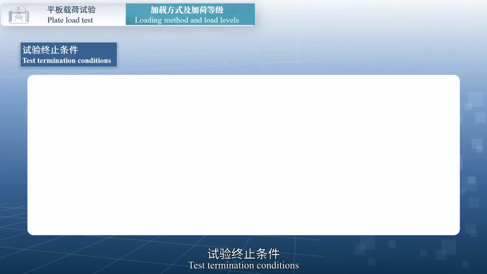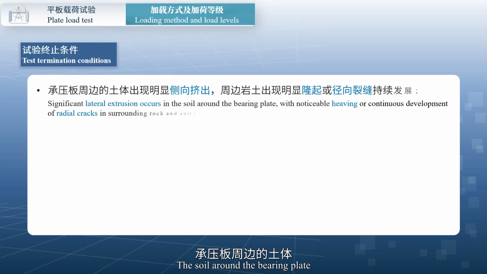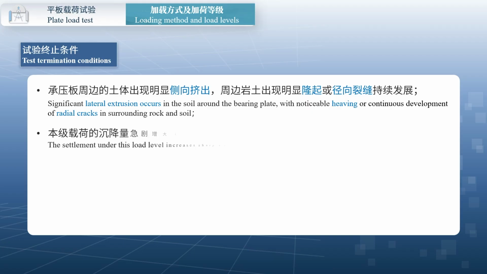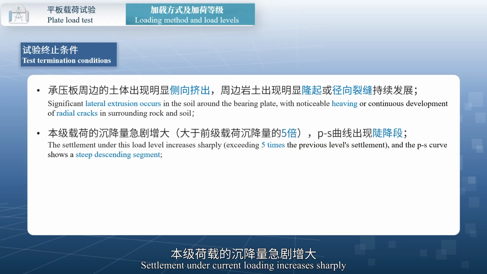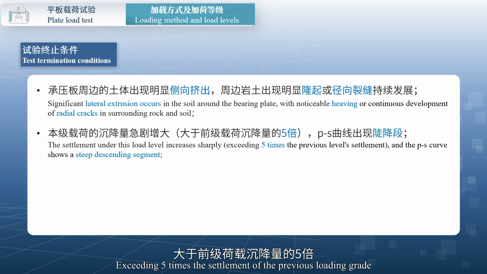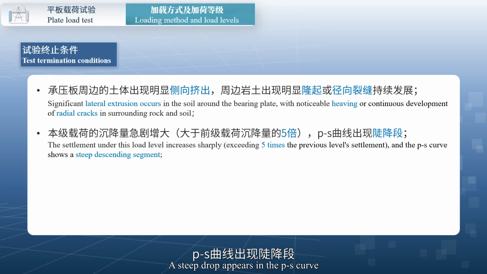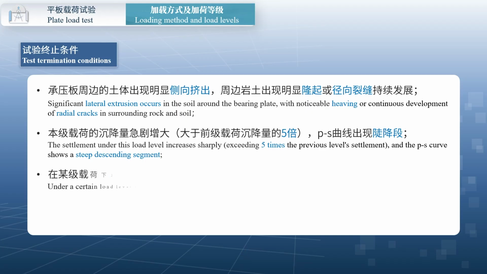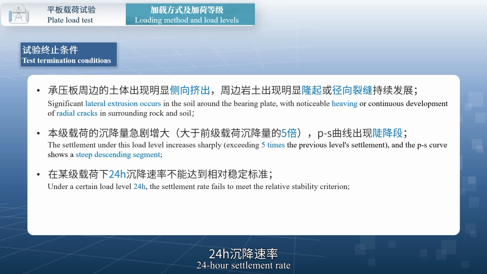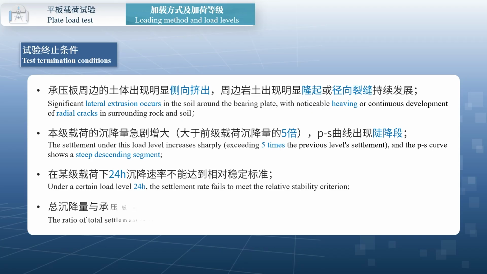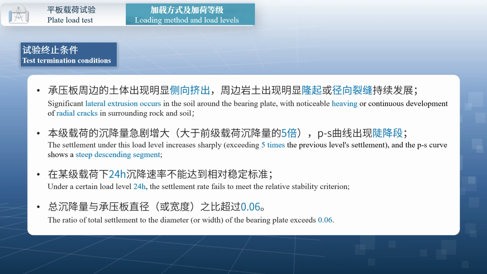Test termination conditions. First, the soil around the bearing plate shows obvious lateral extrusion, significant uplift in surrounding rock and soil, or continuous development of radial cracks. 2. Settlement under the current loading increases sharply, exceeding 5 times the settlement of the previous loading grade, and a steep drop appears in the P-S curve. 3. Under a certain load level, the 24-hour settlement rate cannot meet the relative stability criterion. 4th, the ratio of total settlement to bearing plate diameter or width exceeds 0.06.